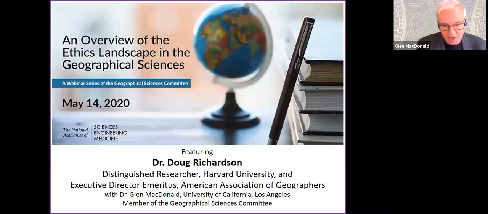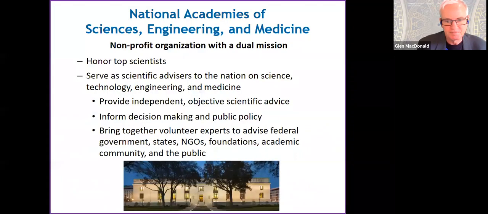Before I turn to Doug, I just want to say a few things about the Geographical Sciences Committee. The Geographical Sciences Committee is a standing committee of the National Academies of Sciences, Engineering, and Medicine. The National Academies themselves are a nonprofit organization with the dual mission of honoring the nation's top scientists and providing objective, independent advice on science, technology, engineering, and medicine. The National Academies were established under the direction of President Lincoln and have been providing these services to the country for over 150 years.